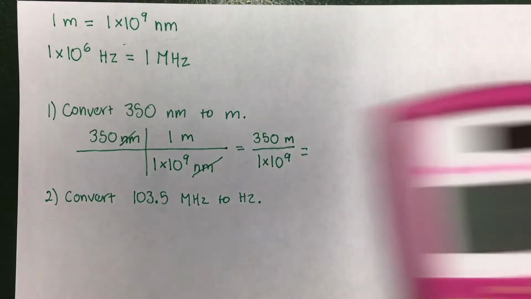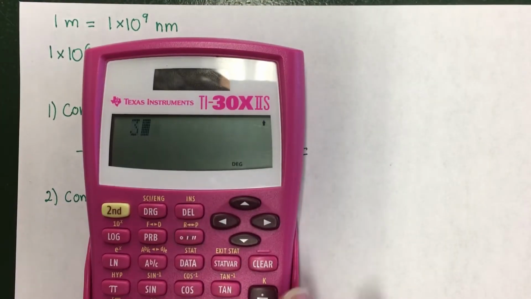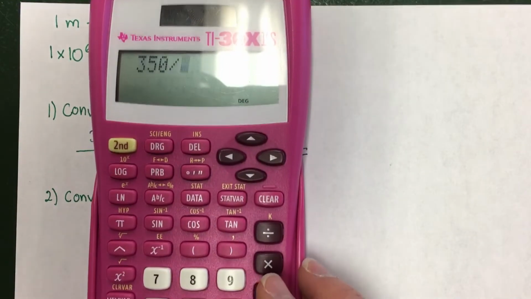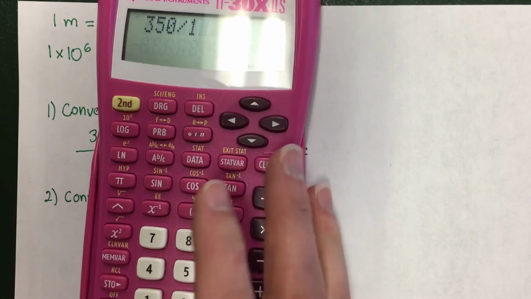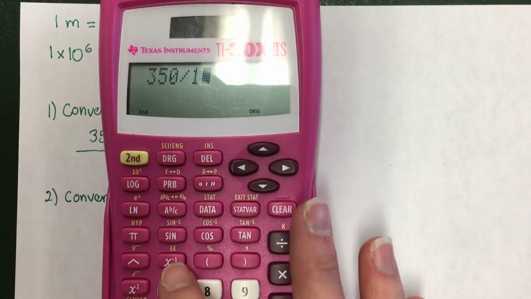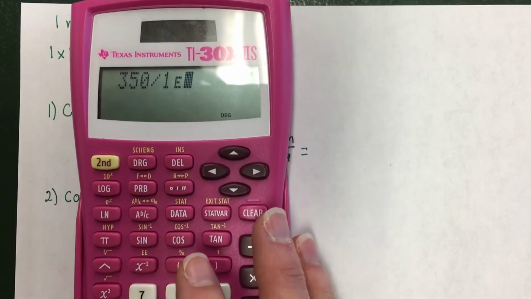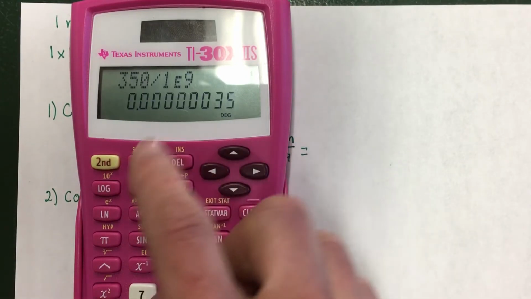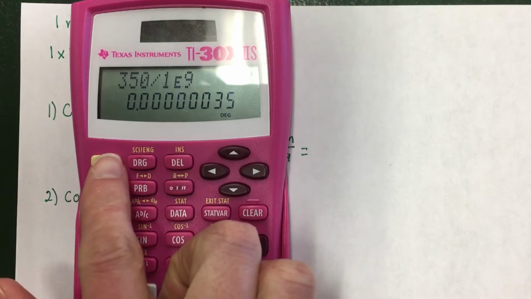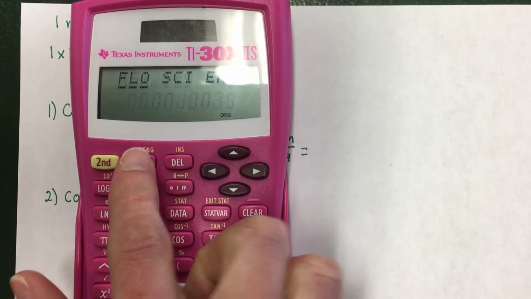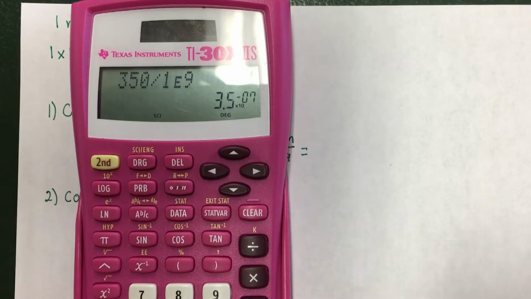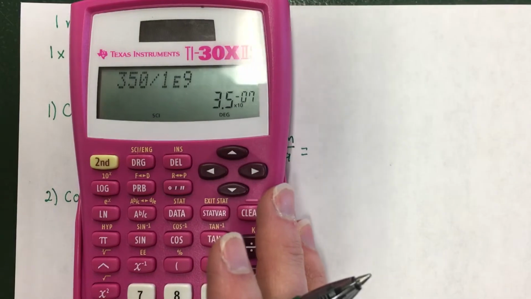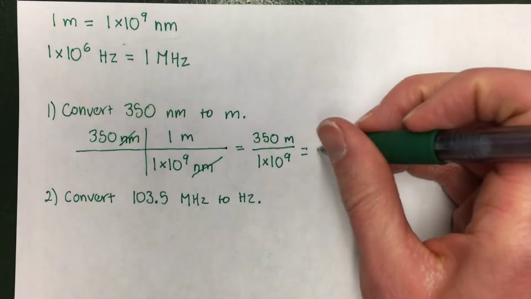So on your calculator, if you remember, you would just type 350 divided by, and then to do scientific notation, I recommend that you type 1, and then hit the second button, the number above 7, which will give you an E. That E means times 10 to the, and then 9. Okay, and then if you want to turn your answer into scientific notation, if you hit the second button and then the degree button, you can change your answer to scientific notation, which is kind of convenient. So that's 3.5 times 10 to the negative 7th meters.